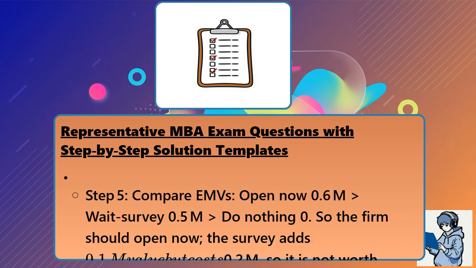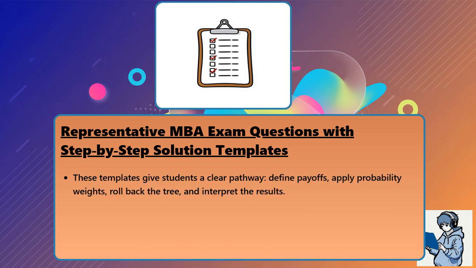Step 5. Compare expected monetary values. Open now, 0.6 million, is greater than wait with survey, 0.5 million, which is greater than do nothing, 0. So the firm should open now. The survey adds 0.1 million value but costs 0.2 million, so it is not worth purchasing. These templates give students a clear pathway to find payoffs, apply probability weights, roll back the tree, and interpret the results.